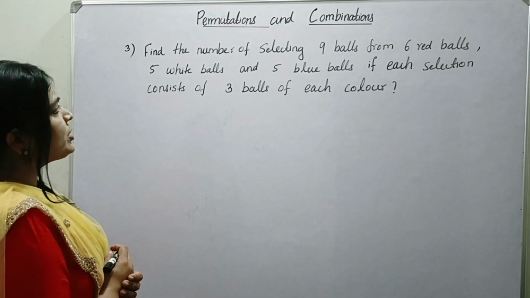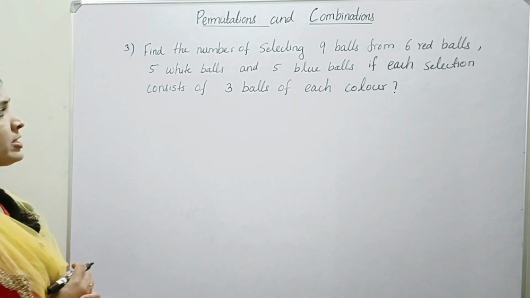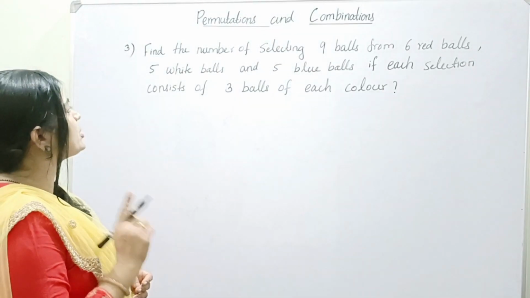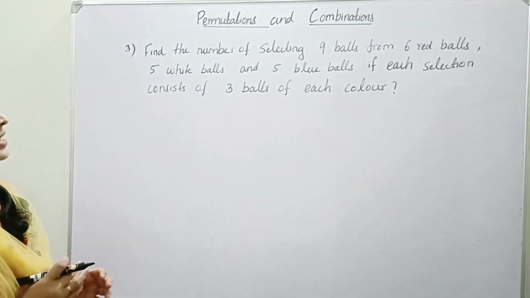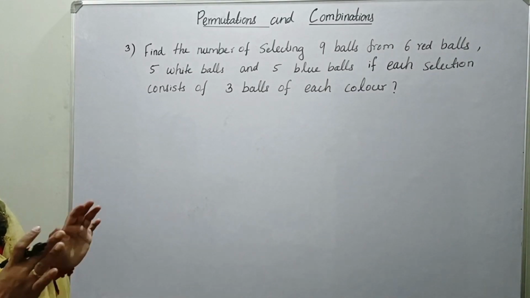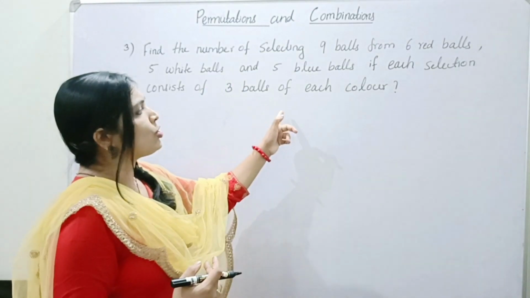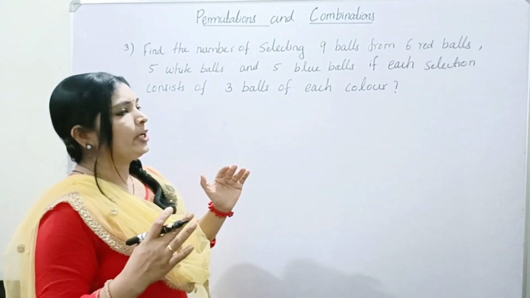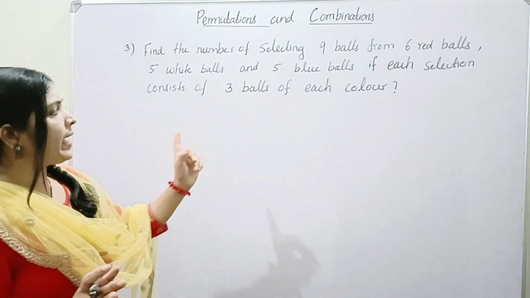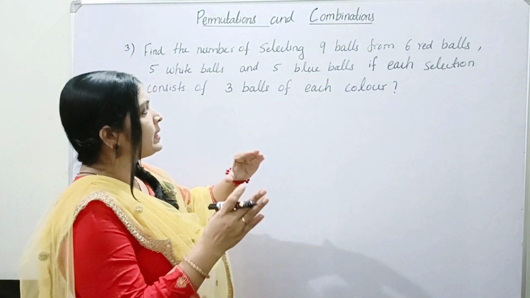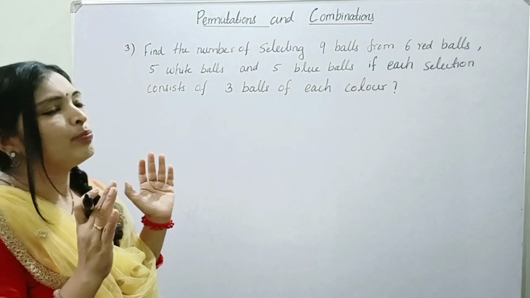Next question. Find the number of ways of selecting 9 balls from 6 red balls, 5 white balls and 5 blue balls, if each selection consists of 3 balls of each color. See, it is also the same as the previous question. Here also it is given separately, it is mentioned 3 balls of each color. Actually, totally we have to select 9 balls, 3 balls of each color. That means 3 red balls, 3 white balls, 3 blue balls.